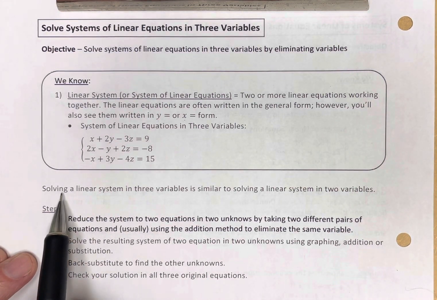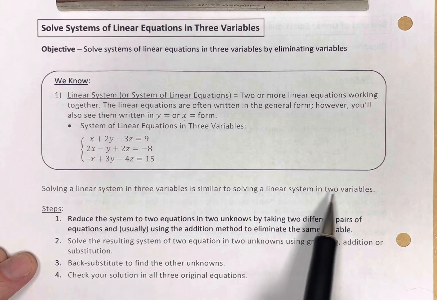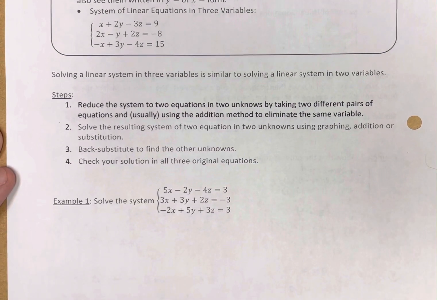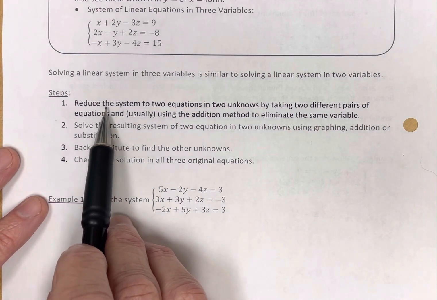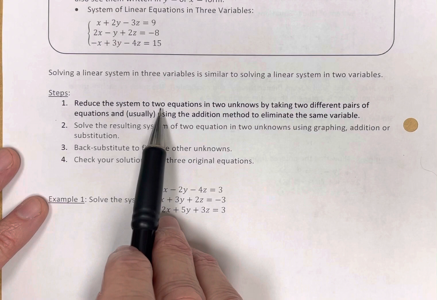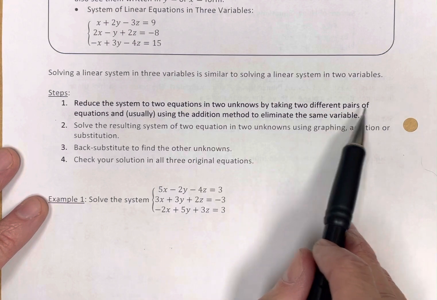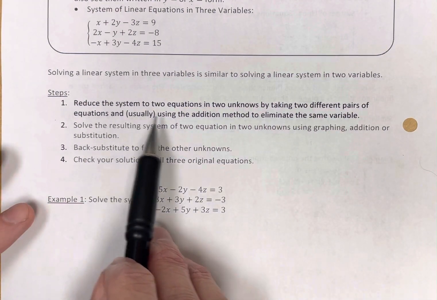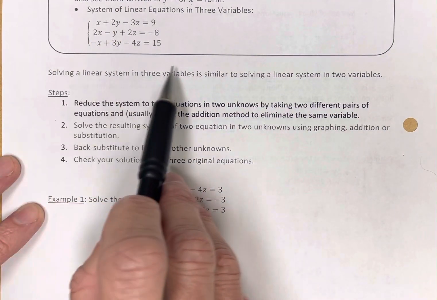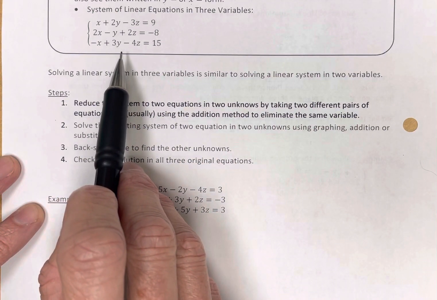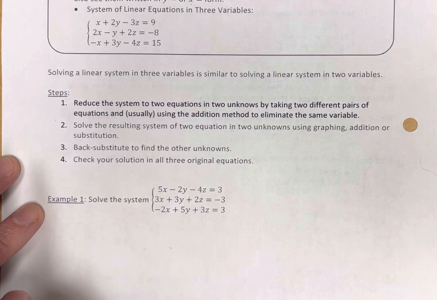Okay, as I mentioned, solving a linear system in three variables is similar to solving a linear system in two variables. What do we do? Let's take a look at the steps here, and then we'll go through one problem. The goal becomes, let's first reduce the system to two equations in two unknowns, or two variables, by taking two different pairs of equations, and usually we'll use the addition method to eliminate the same variable. So up here, we have three equations in three unknowns. Our goal is to get it down to two equations and two unknowns.